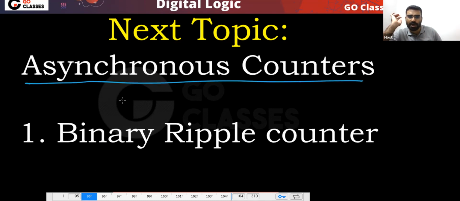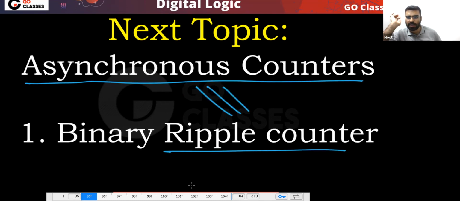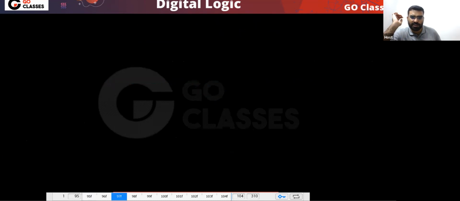Another name for asynchronous counter is ripple counter. These are the same. Now, what is a binary counter? First of all, we need to study what a binary counter is. What is the definition of binary counter? I told you this. Do you remember the definition?